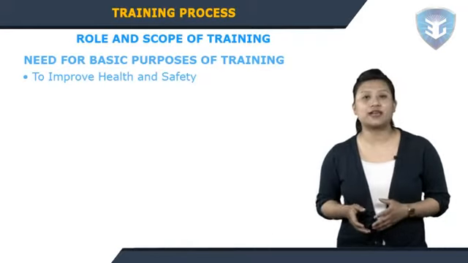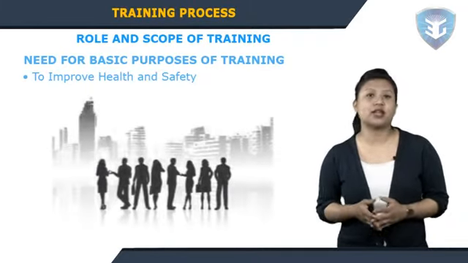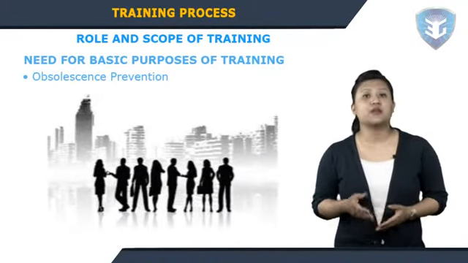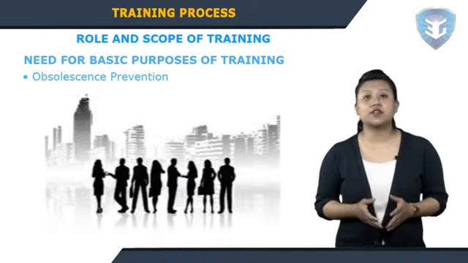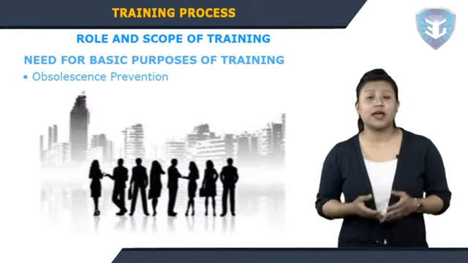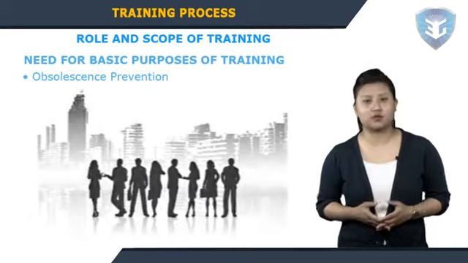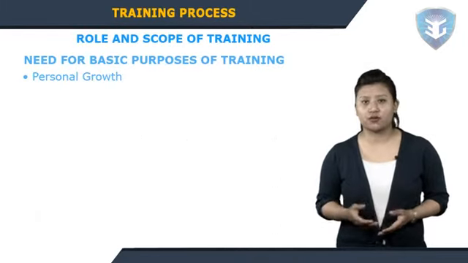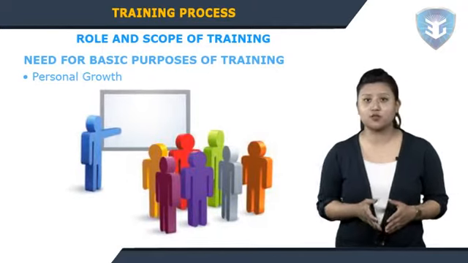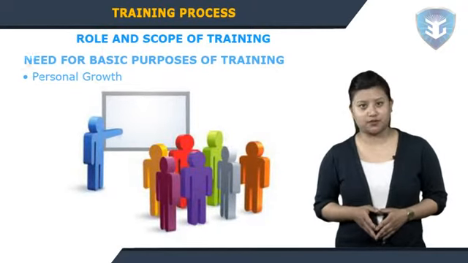To improve health and safety, proper training can help prevent industrial accidents. Obsolescence prevention. Training and development programs foster the initiative and creativity of employees and help to prevent manpower obsolescence. Personal growth. Employees on a personal basis gain individually from their exposure to educational experiences.